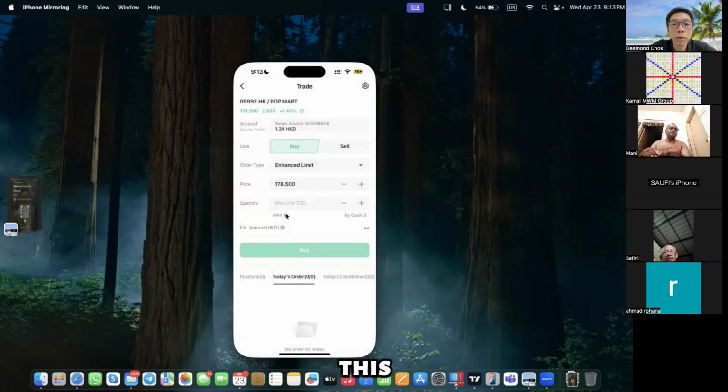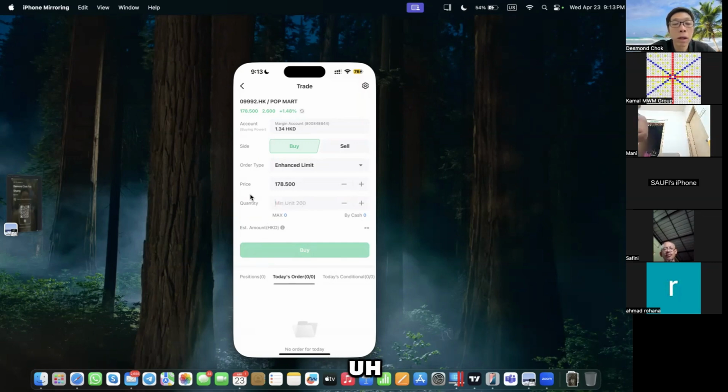And then price, this one, okay. Minimum unit. Okay, for Hong Kong, it's a little bit different. Every stock has a different minimum unit you have to buy. For let's say Pop Mart, the minimum you have to buy is 200 units. So you put one, then maybe you can buy or cannot buy, I don't know, because it's mentioned here minimum unit 200. So you can try, you can see how.